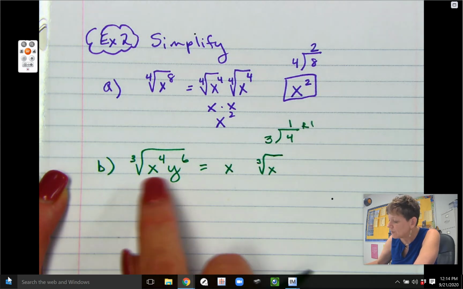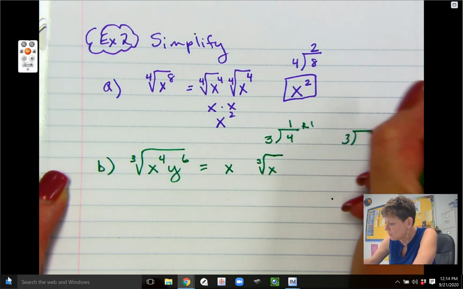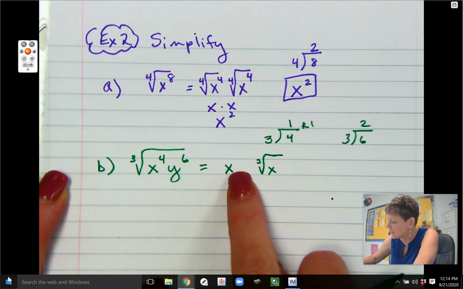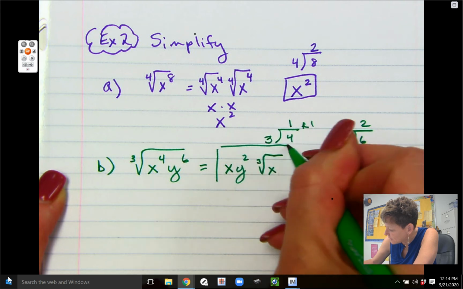Now I'm going to deal with my y. 3 goes into 6 twice, no remainders. So I'm not going to have any y's on the inside, just on the outside. So it's going to be y squared. And that is my answer.